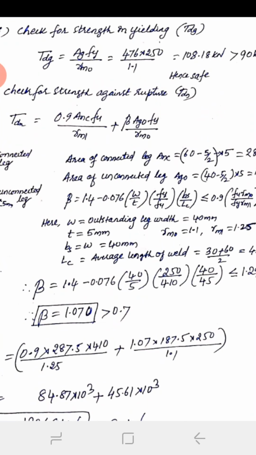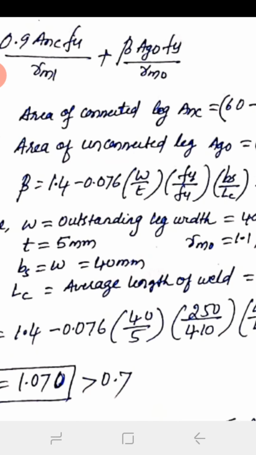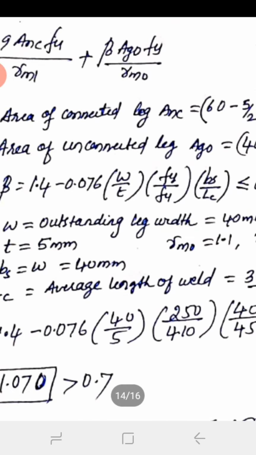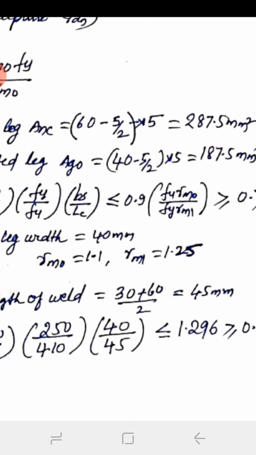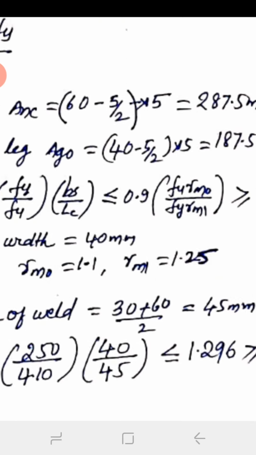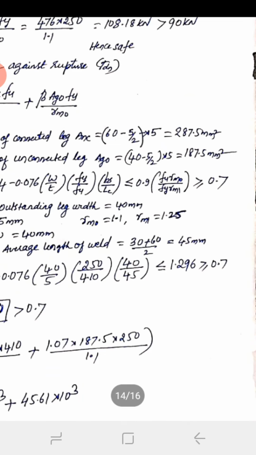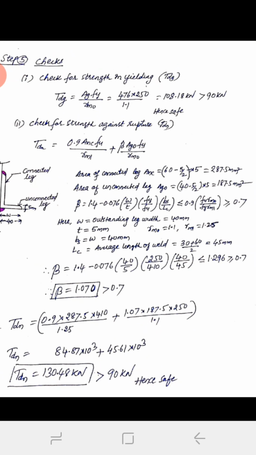Then calculate LC. In a bolted connection we take the center of the first bolt hole to the last bolt hole along the direction of load acting. Here the connection is a weld, so you have to take the average length. We have calculated the lengths of the weld, that is LW1 and LW2. So you take the average, 30 plus 60 by 2, you will get LC. Substitute all the values in beta, you will get a beta value of 1.097, which is more than 0.7, that is a check.